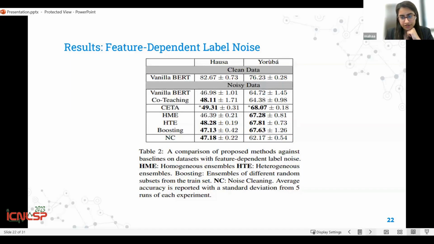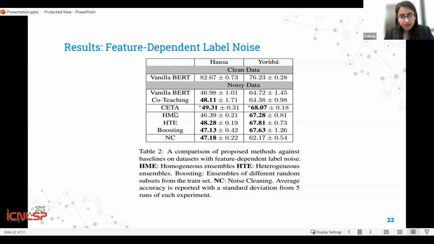Let me describe the results of our experiment. As I said, we have clean versions of the data sets as well as noisy versions of the data sets. So these are results for feature-dependent label noise. You can see on the top the performance of the vanilla BERT model on the clean version of the data set. And then you can see the performance of the vanilla BERT baseline on the noisy version of the data set as well.